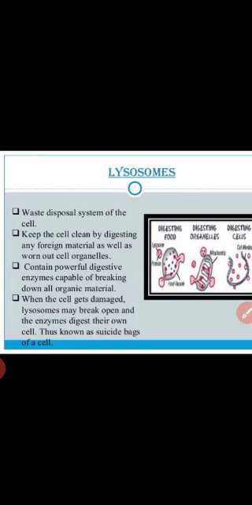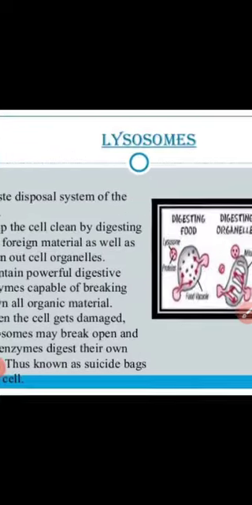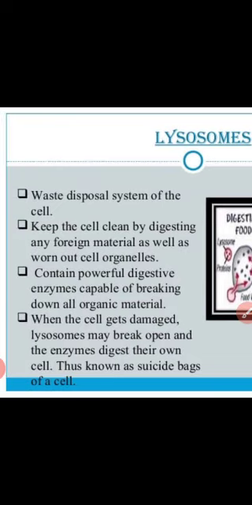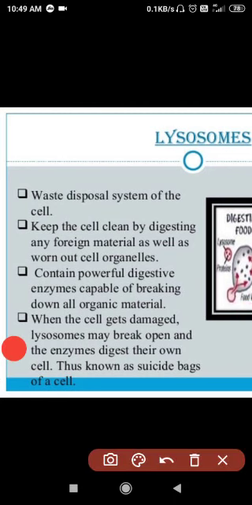Whatever waste is there in the cell, this cell organelle is responsible for digesting all the waste. They contain powerful digestive enzymes capable of breaking down all organic materials. So whatever waste is present inside the cell, to dispose of all this waste material, who is responsible? Lysosome. The lysosome is the one responsible for disposing of all the waste of the cell.